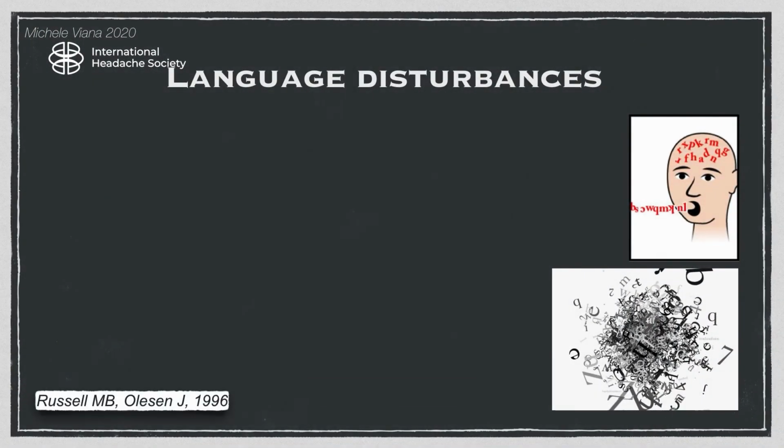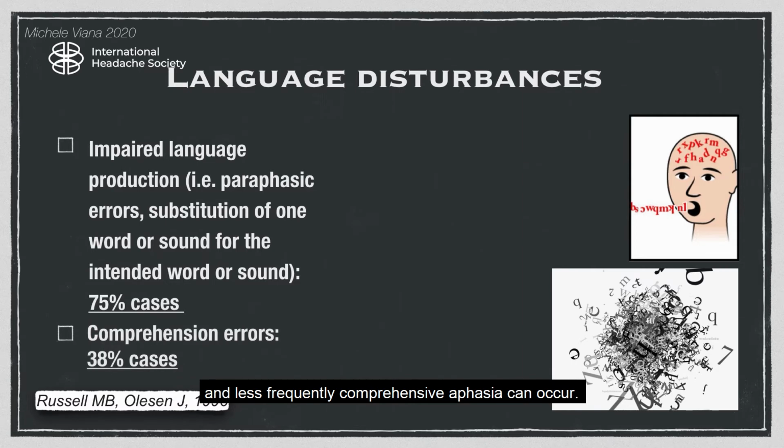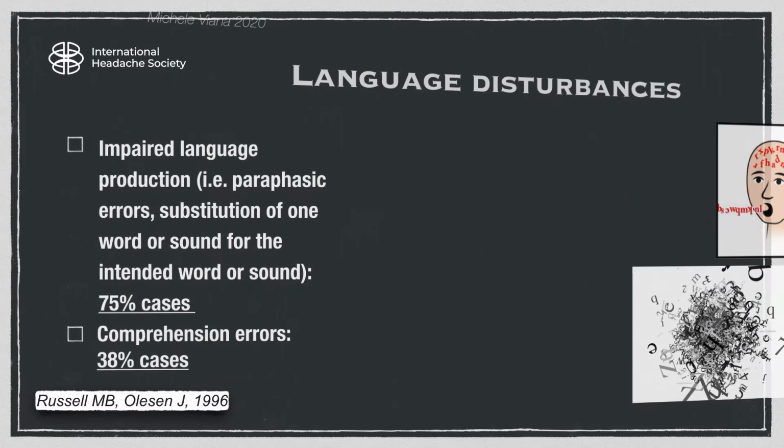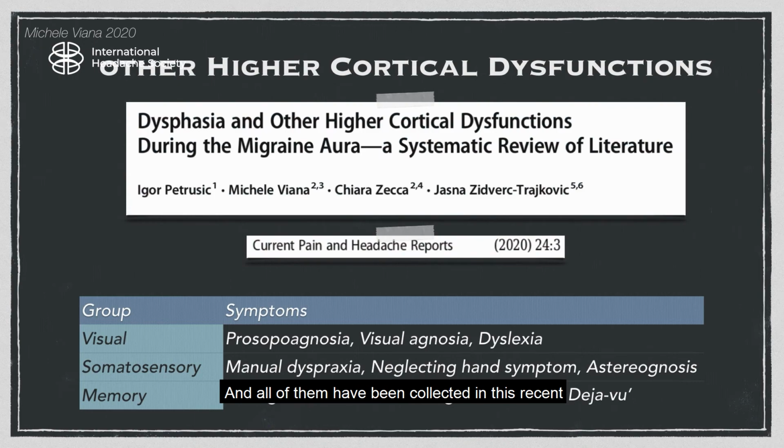Language disturbances. These are mainly represented by impaired language production, and less frequently comprehension aphasia can occur. I'd like to highlight that dysphasia is not the only higher cortical dysfunction that can occur during aura. There are many more, though less frequent, and all of them have been collected in this recent systematic review of literature.